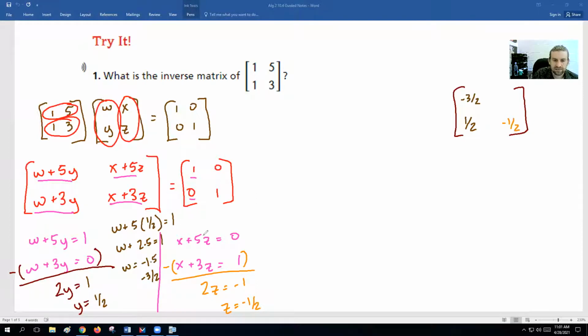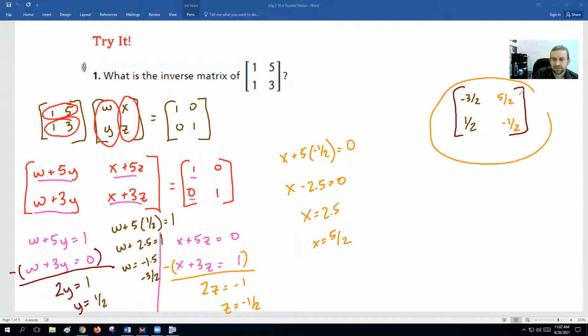All right, and we can use that information to figure out what x is. If x plus 5 times negative 1/2 has to equal 0, so it would be x minus 2.5 equals 0. x would equal positive 2.5, or that's also 5 over 2 if we're using fractions here. All right, and there we go. There is the inverse of that matrix. And so today's goal is to make sure we can find these inverses here.